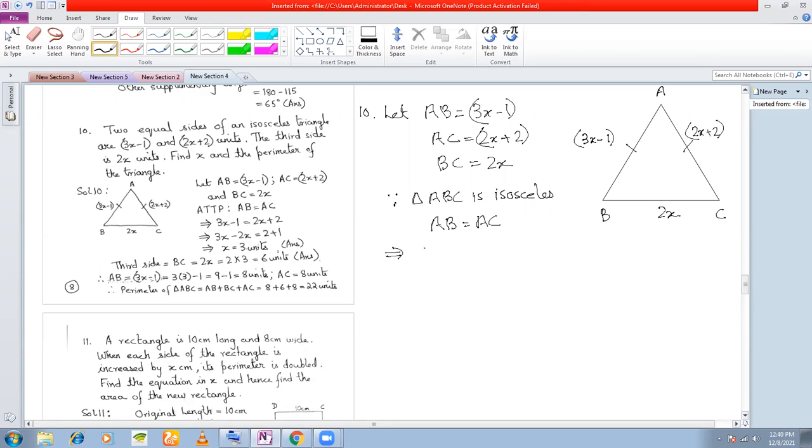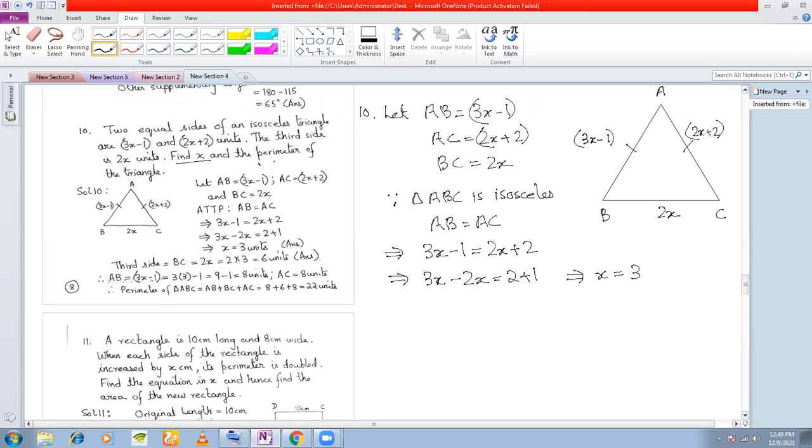And the length of AB is given to be 3x minus 1 and the length of AC is given to be 2x plus 2. Right? From here I can solve and find out the value of x. So what do I get here? x is equal to 3. Fine. So I get the value of x as 3. So that answers the first question, find x. So we have found x.